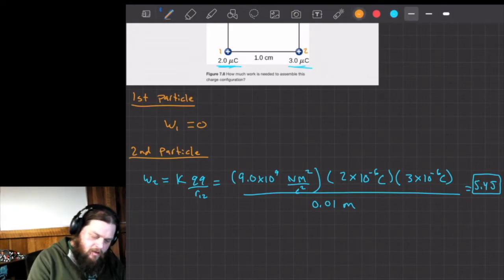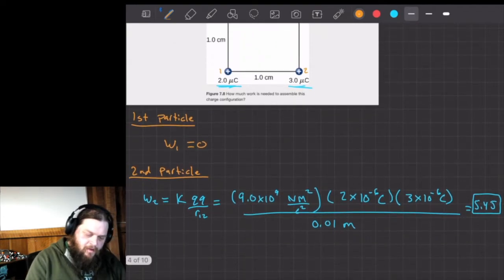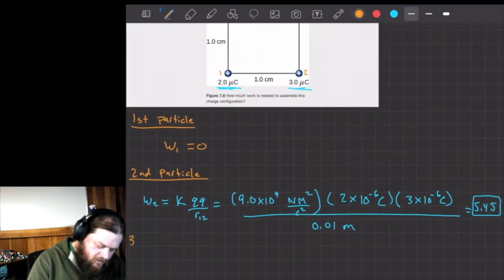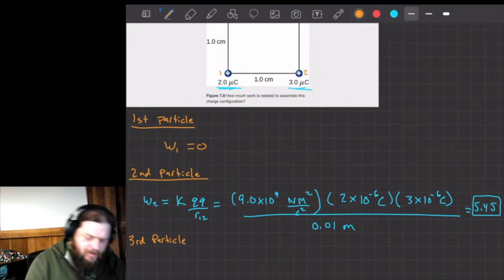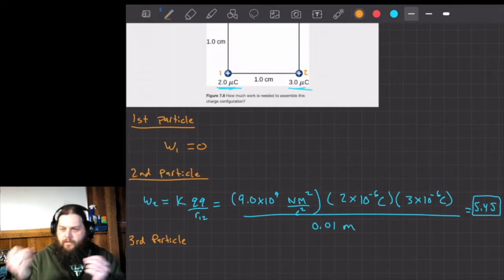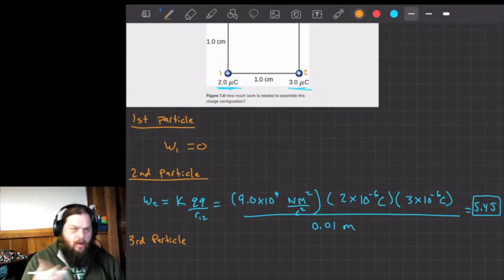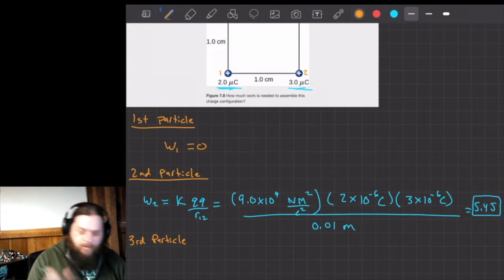Looking at the third particle, which is 4 microcoulombs up there. That's the third particle. This one gets a little bit more tricky because now to move that particle in, there's going to be work done from the first particle because there's a force between the first particle, and there's also a force between that second particle as well. So we have to move this into position against the force of both of those. So we have to account for the work from both those particles.